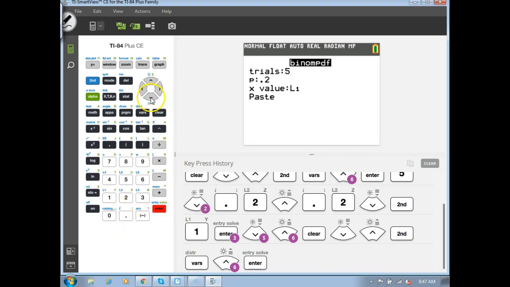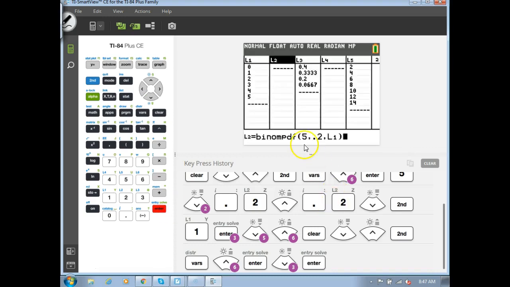We had 5 trials, 0.2 was the probability of success, and then L1 is all the x values that it's going to paste in. Oh, sorry. So 5, 0.2, L1. Got it? And then when you hit enter, it should paste everything down. Got it now? Okay, great.